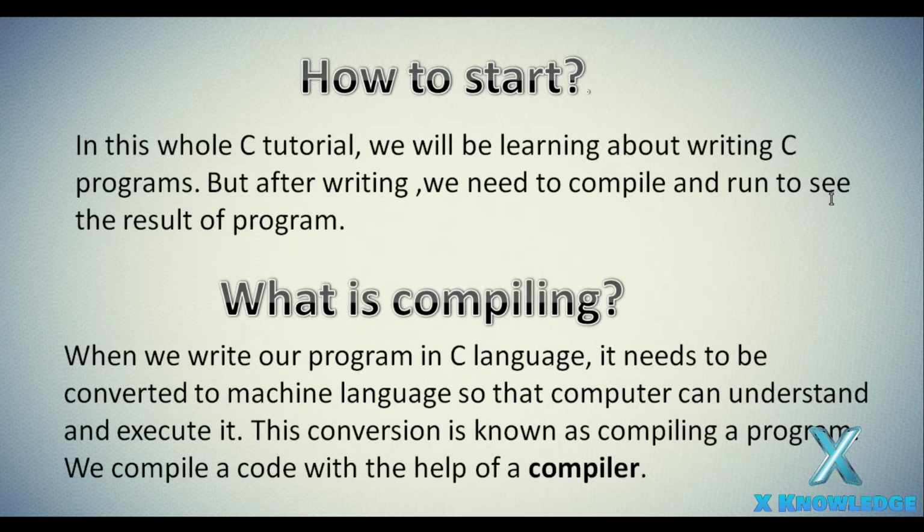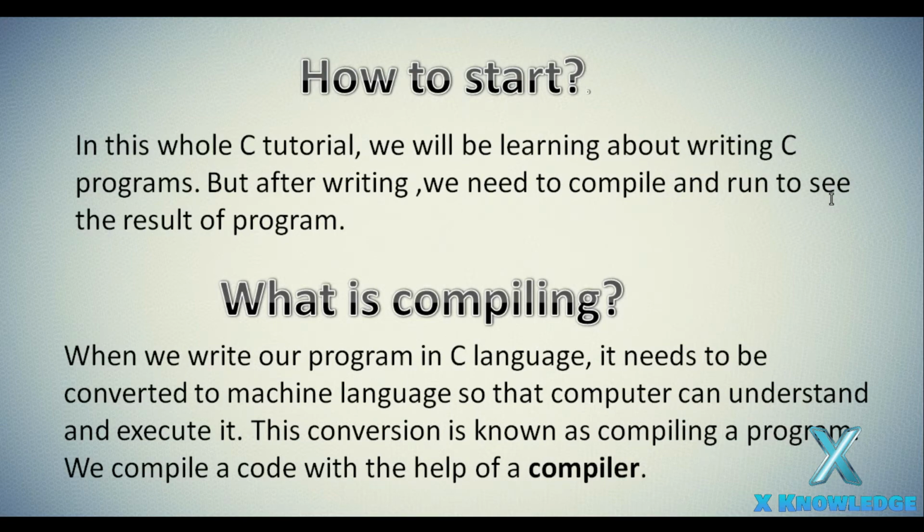Compiling is a process in which your source file gets converted into machine level language, so that the computer can understand the logic you have written. What the compiler does is convert your logic, that is the source file, into machine level language, that is 0 and 1, and the computer understands 0 and 1. This whole process is called compiling, and it is done with the help of a compiler.